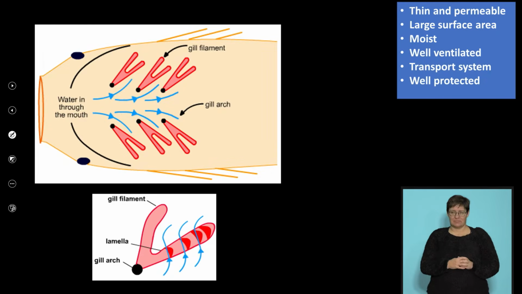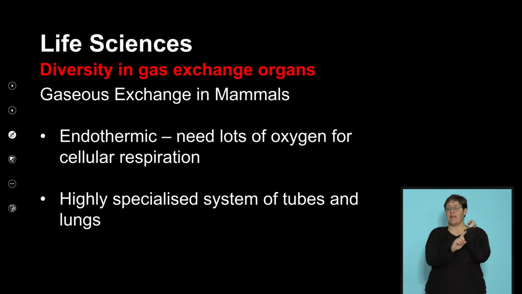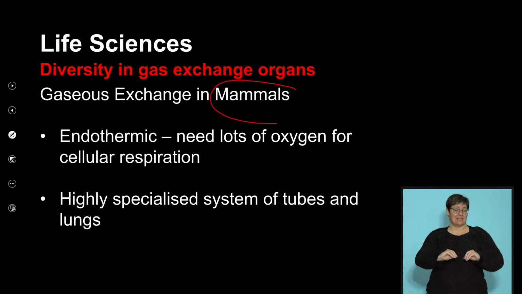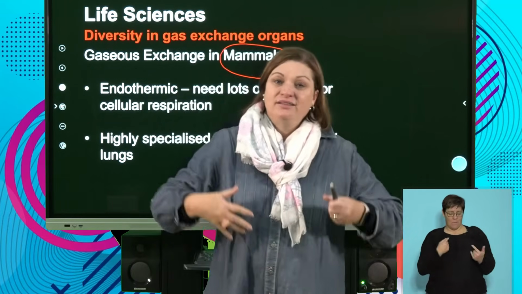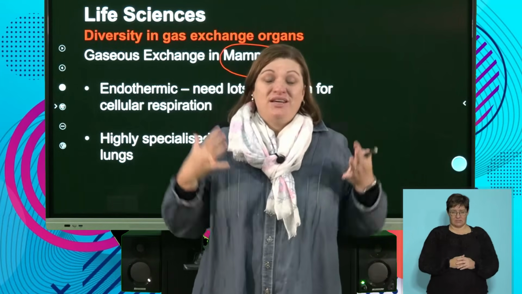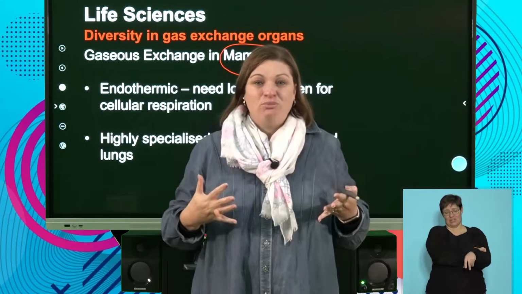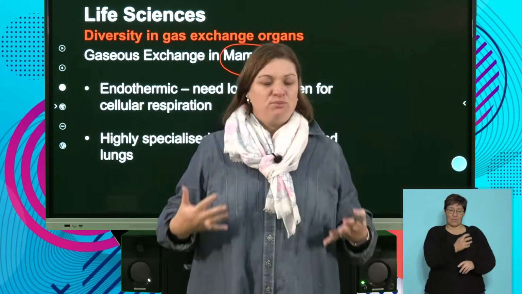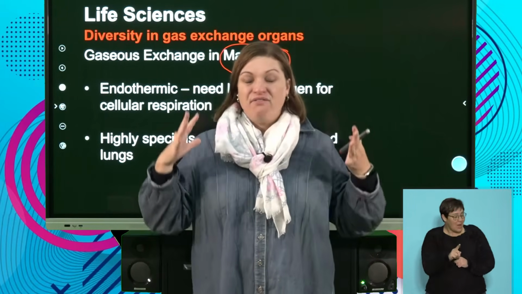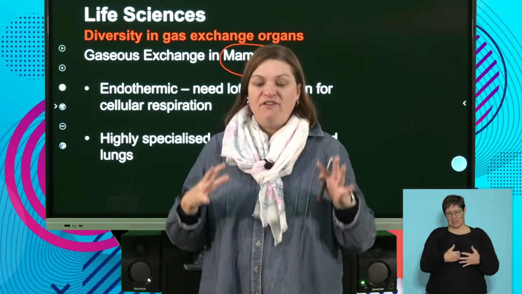Now, the last organism that we're going to look at, and we're going to keep that for the next lesson, is how mammals undergo gas exchange. And that is us, all right? We need energy all the time. We are warm-blooded, endothermic, and we need a lot of energy, which means we're going to need a lot of oxygen. So we need to have a really highly developed system.